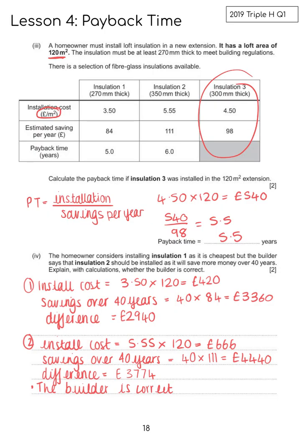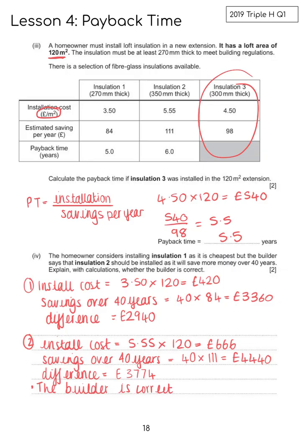The final part of this question is a little bit complicated, and I think it's a lot of work for 2 marks, and there's loads of different ways you can do it, but I've put it out in the most clear way that I can think of. The homeowner is considering installing insulation 1 as its cheapest, but the builder says that insulation 2 should be installed as it saves more money over 40 years. Explain with calculations who is correct.